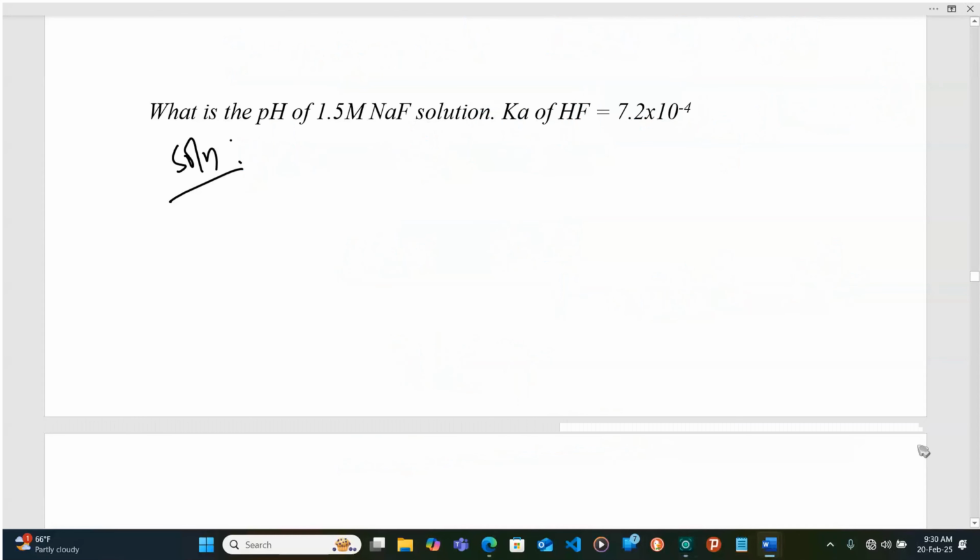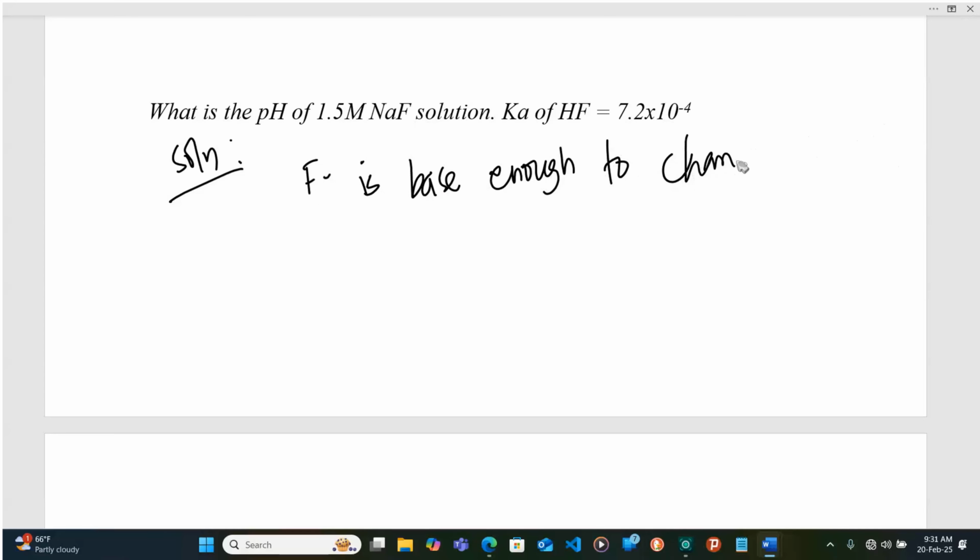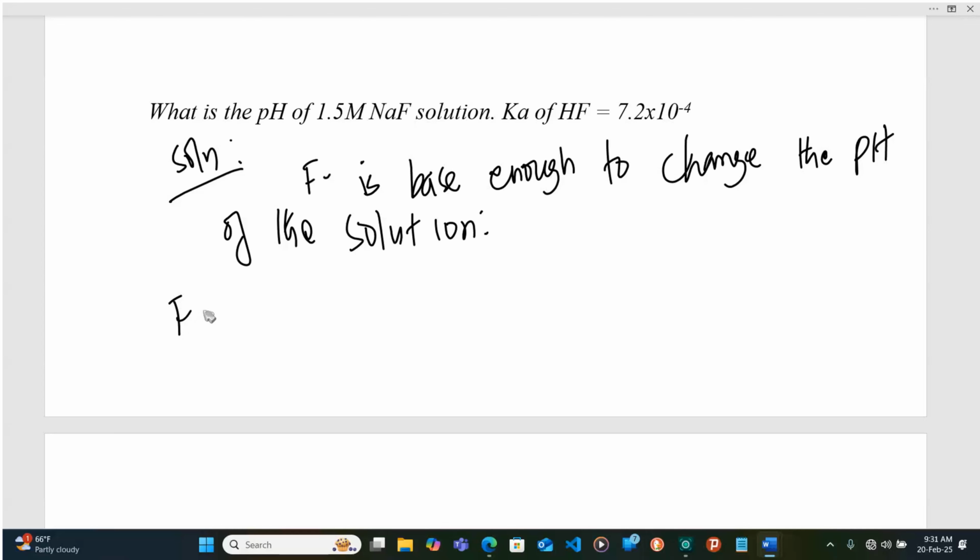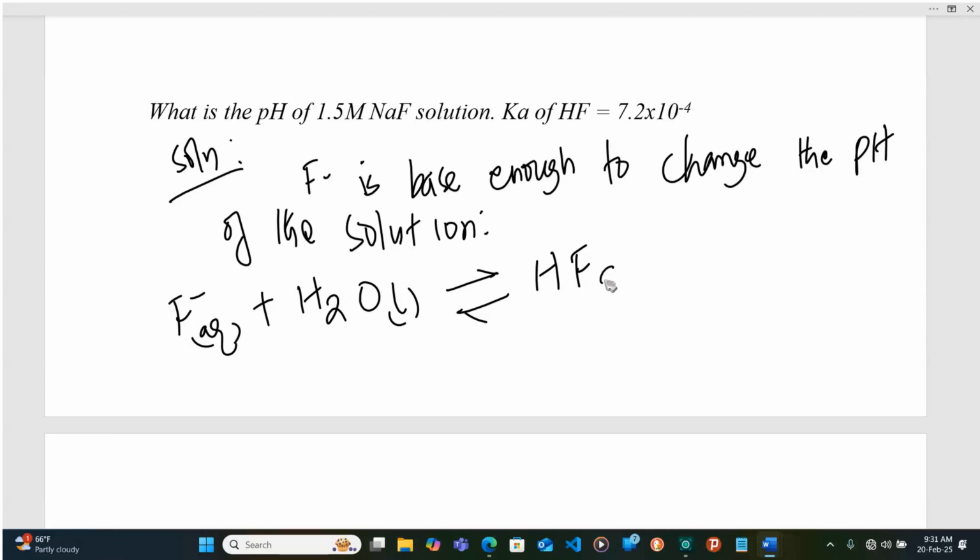What is the pH of 1.5 molar sodium fluoride solution? The acid dissociation coefficient of hydrofluoric acid is 7.2 times 10 to power negative 4. Now, how do we determine the pH of such a solution? We know that the fluoride ion is basic enough to change the pH of the solution. Therefore, I'll have the fluoride ion in water giving me hydrofluoric acid and the hydroxide ion. So it is this hydroxide ion that is going to help us determine the pH of this solution.